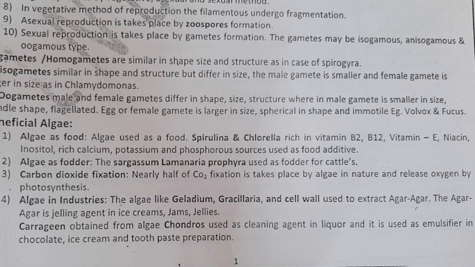Remember this one. The agar-agar is used for preparing bakery products like ice cream, jams and jellies. Okay, another algae which is used in the industries is carrageenan, obtained from the algae. It is used as a cleaning agent in liquor, and it is used as an emulsifier in chocolates.